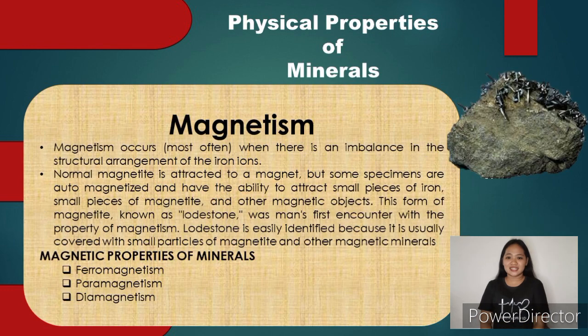Now we have magnetism. It occurs most often when there is an imbalance in the structural arrangement of the iron ions. Normal magnetite is attracted to a magnet, but some specimens are automagnetized and have the ability to attract small pieces of iron, small pieces of magnetite, and other magnetic objects. Magnetic properties of minerals. We have ferromagnetism, which describes strong attraction to a magnetic field.